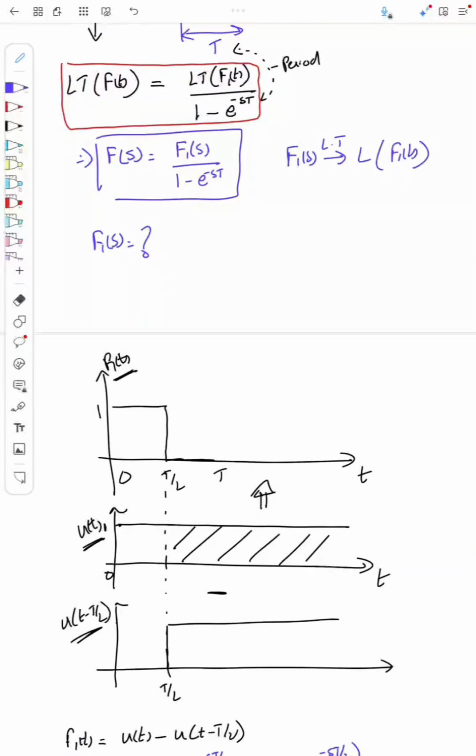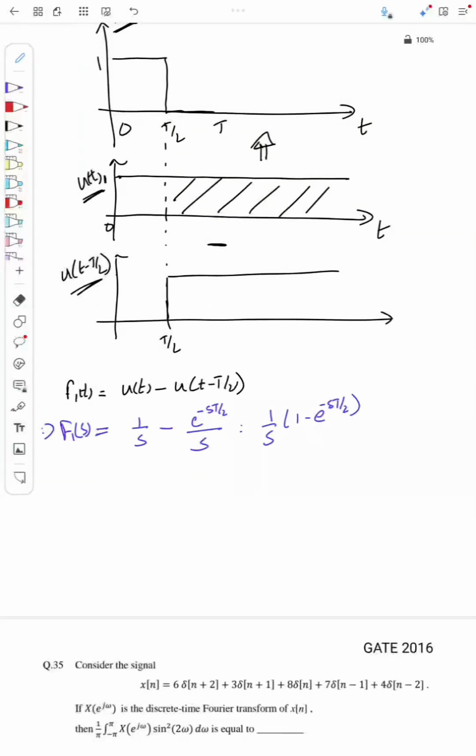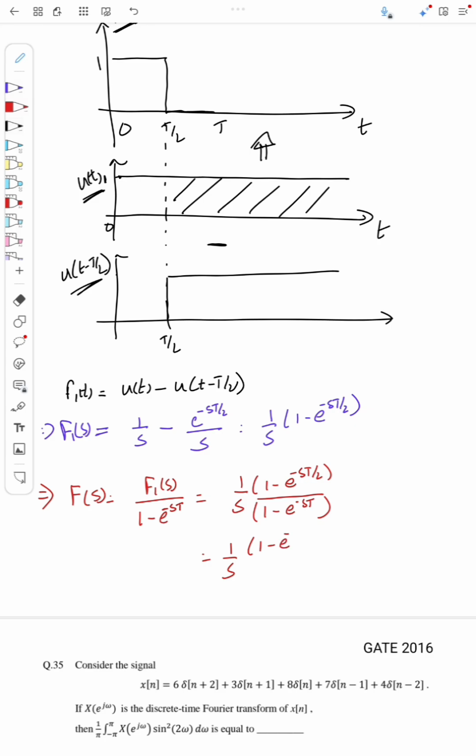So what is F(s)? The question is to find F(s). F(s) is F1(s) by 1 minus e power minus sT. So this is equal to, F1(s) is 1 by s into 1 minus e power minus sT by 2, divided by 1 minus e power minus sT. Here, 1 by s, numerator is 1 minus e power minus sT by 2, and the denominator I can split as 1 minus e power minus sT by 2 into 1 plus e power minus sT by 2.